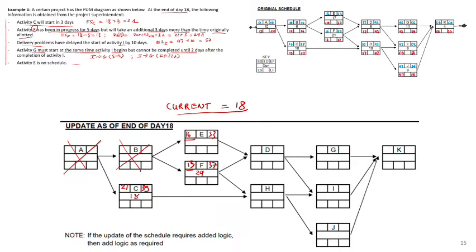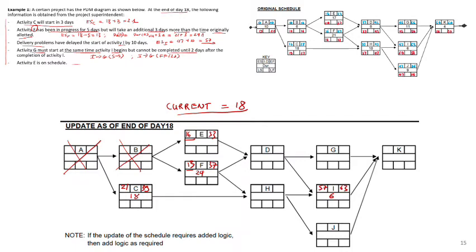All right, next activity I. The new start is 57, and no change on the duration, so it has to be 6, and then the finish of I needs to be 63.